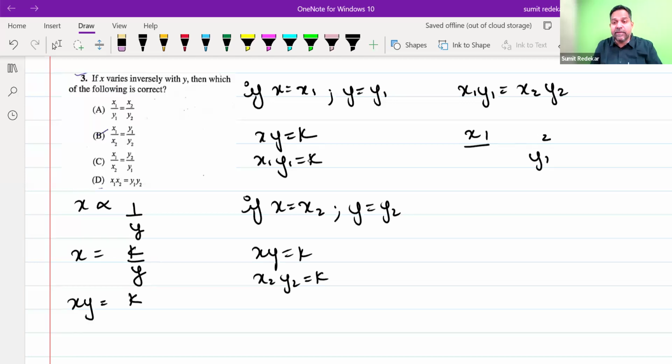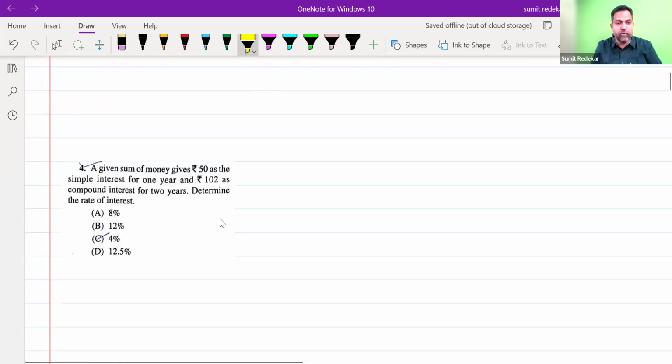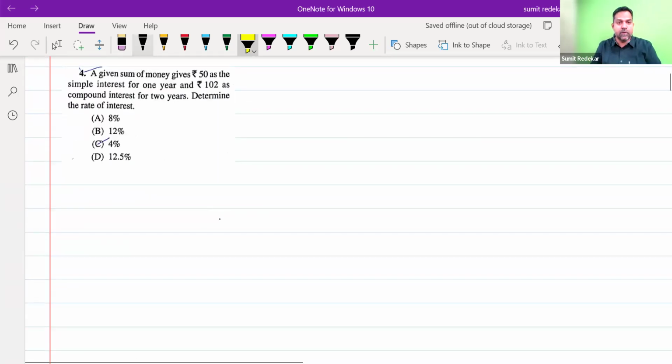So instead of bringing the Y down, let me bring the X down. X1 upon X2 is Y2 upon Y1. So the answer to this is going to be C. That is question number 3. Moving on to question number 4.